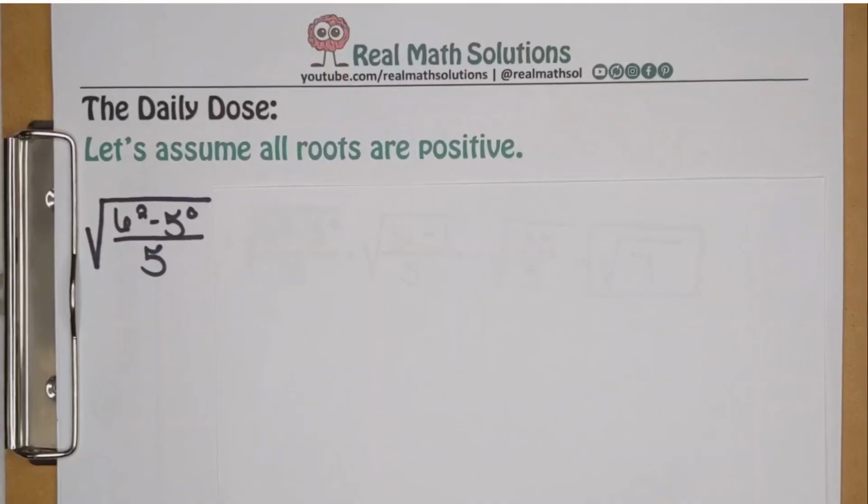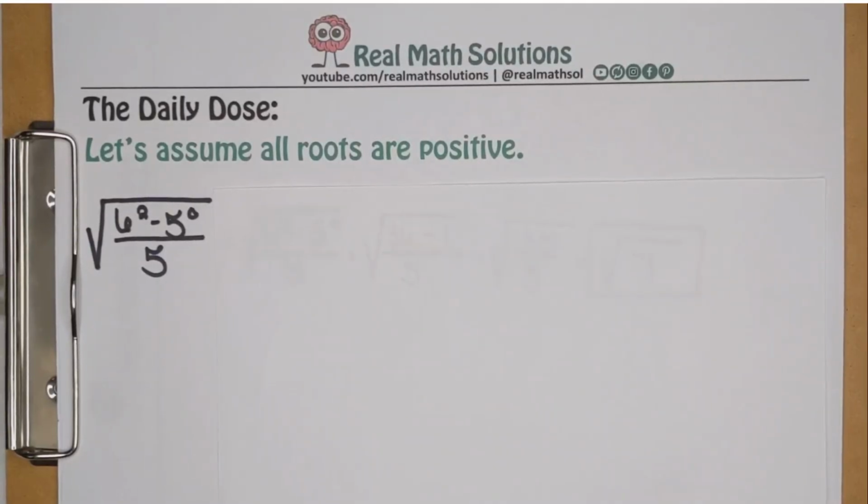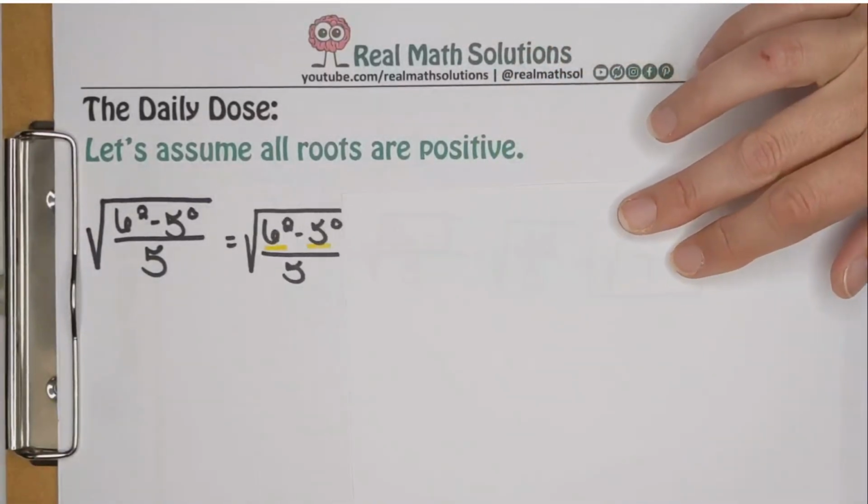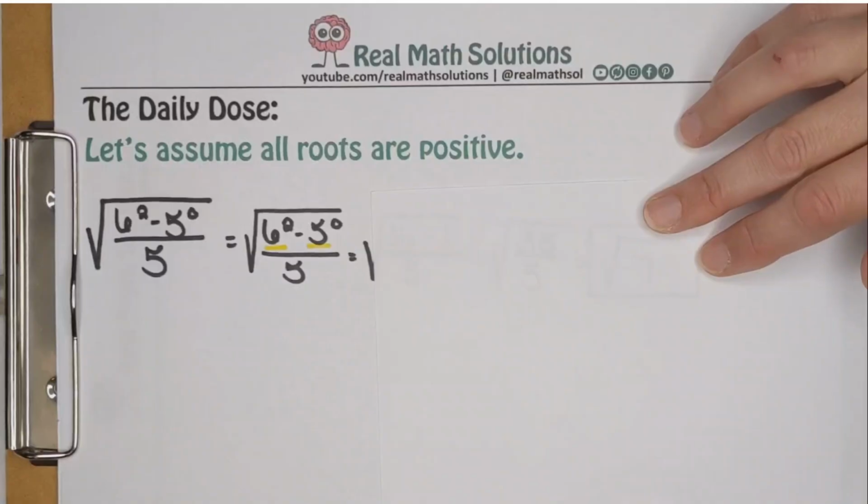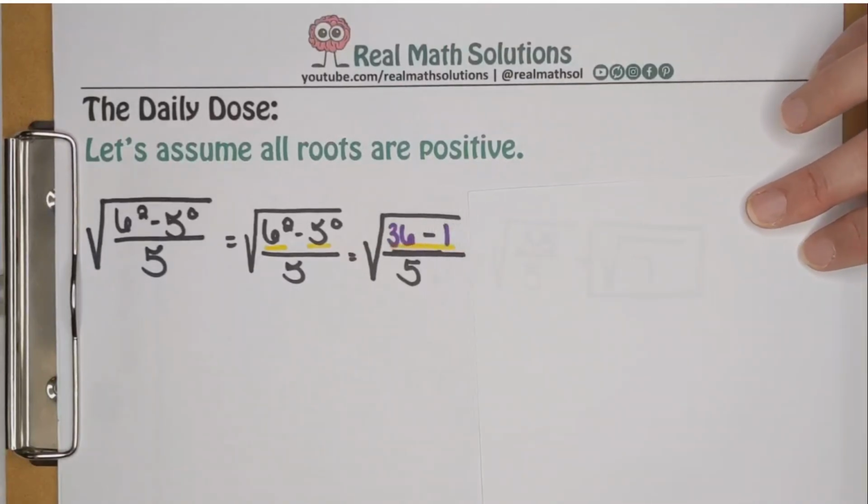As we work to simplify this expression, let's assume that all roots are positive. The first thing we have to do is simplify the numerator by working with our exponents. 6 squared is going to be 36, and 5 to the 0 power is going to be 1.